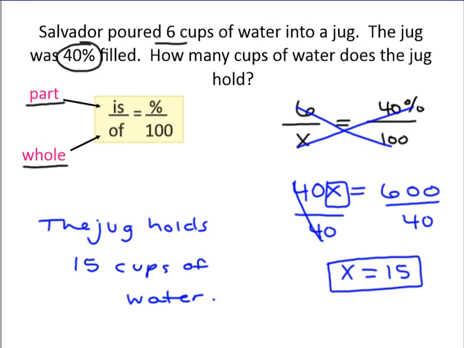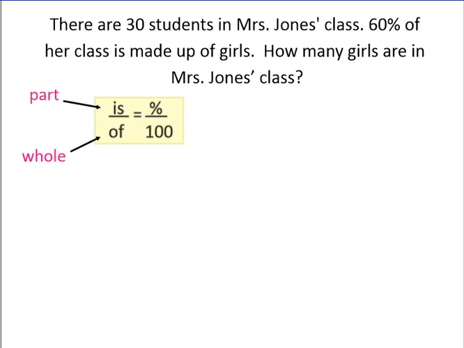All right, let's take a look at another example. There are 30 students in Mrs. Jones' class. 60% of her class is made up of girls. How many girls are in Mrs. Jones' class? So let's set up our blank proportion. We know that our freebie is 100. Here I have my percentage, 60%. Now I have this number here, 30.